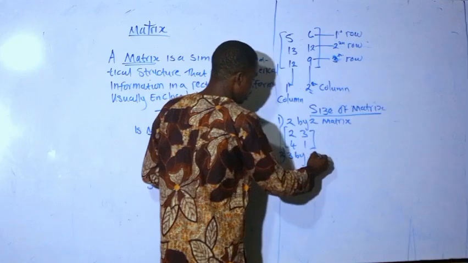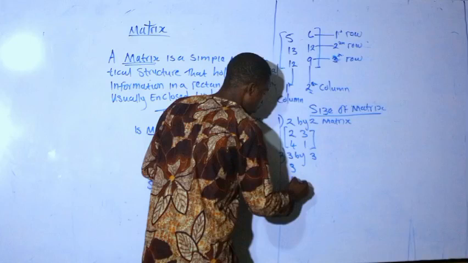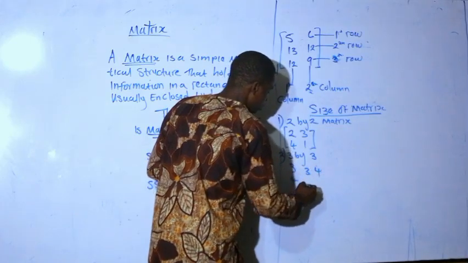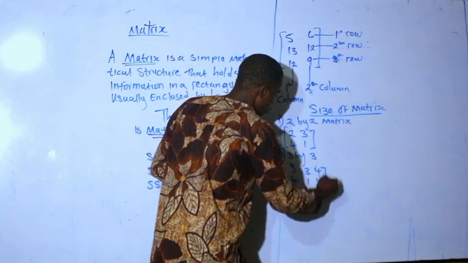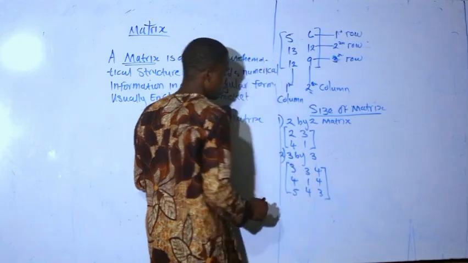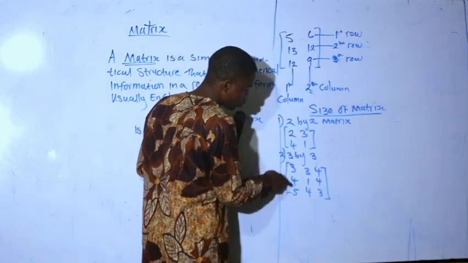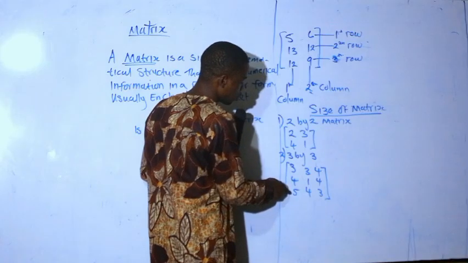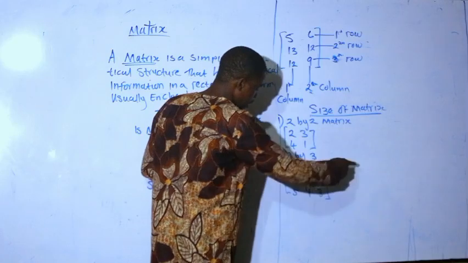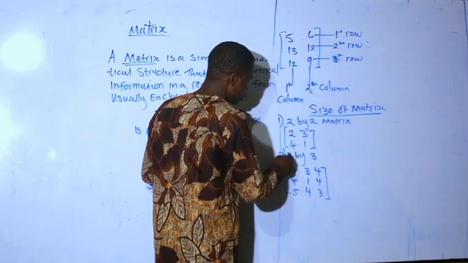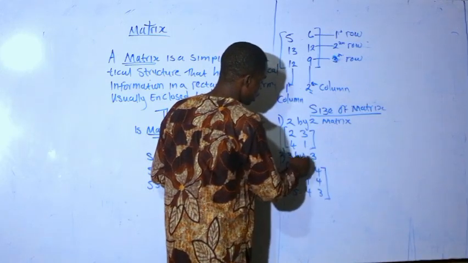And we have another one, 3 by 3. Now 3 by 3 matrix: let us count it. In row, 1 2 3. That's 3 rows. Now let us count it like this, 1 2 3, in column. That's 3. That's what we call 3 by 3 matrix.